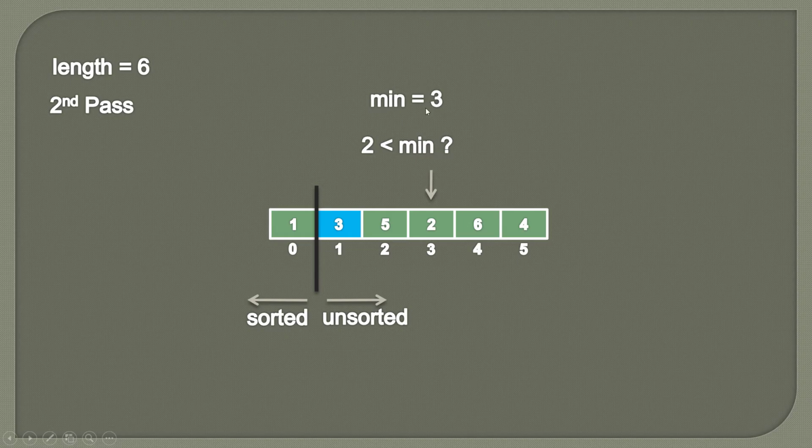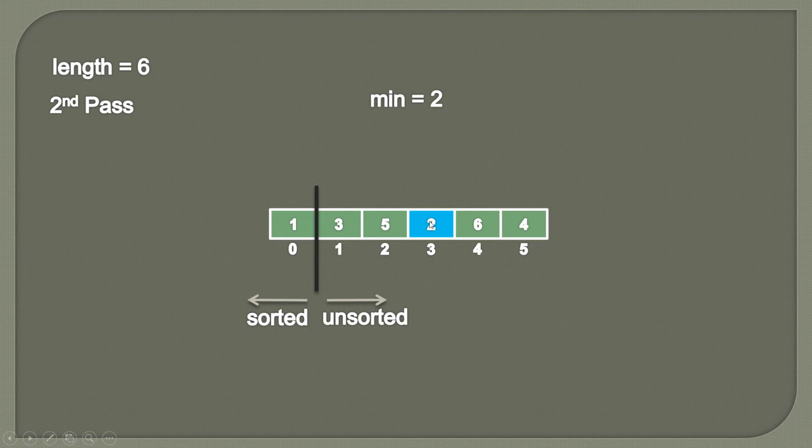So here 2 is less than 3. So 2 will become our new minimum. We move ahead. 6 is not less than 2. And 4 is also not less than 2. So after the second pass, we found that 2 is the minimum element among the unsorted part.